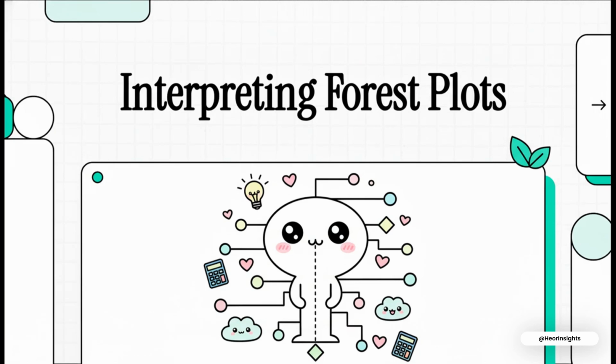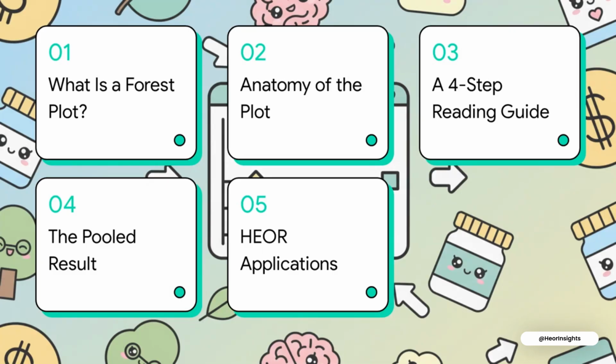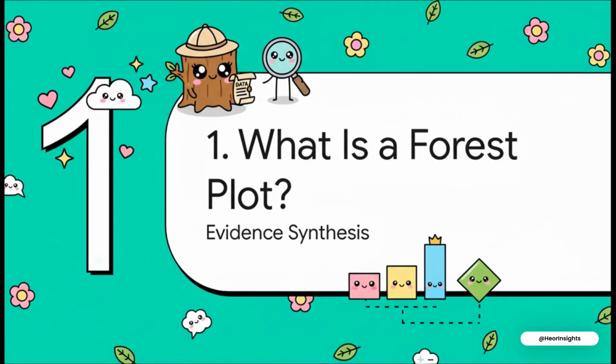This explainer will provide a foundational understanding of how to interpret forest plots, which is a critical skill for any professional in health economics and outcomes research, or HEOR. Our session is structured into 5 key areas. We will begin with the definition of a forest plot, then break down its core components. After that, we'll walk through a systematic guide to reading a plot, learn how to interpret the pooled result, and finally, discuss its practical applications in HEOR. So let's start with Section 1.